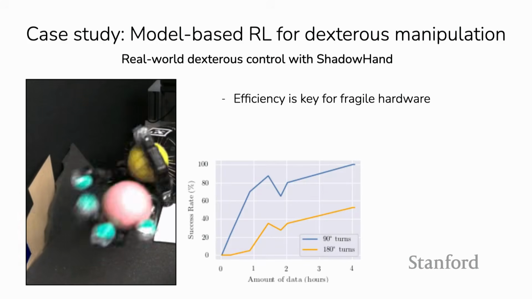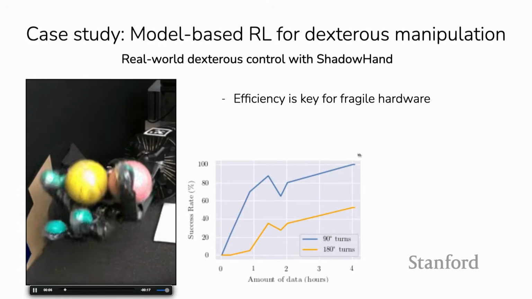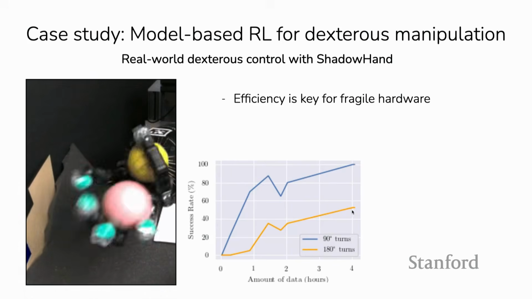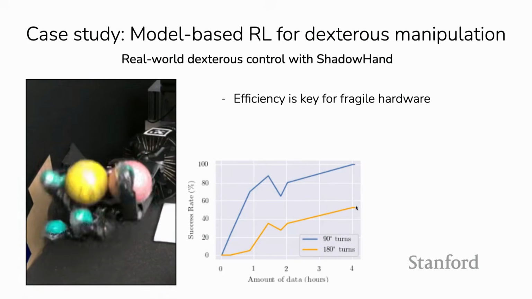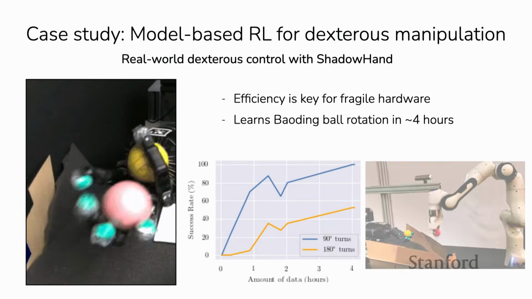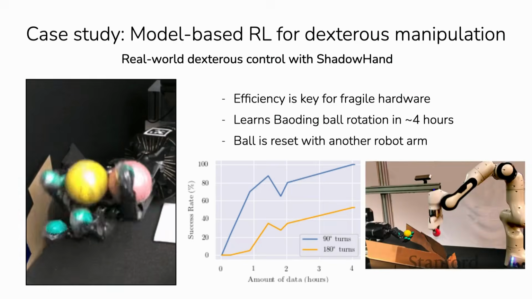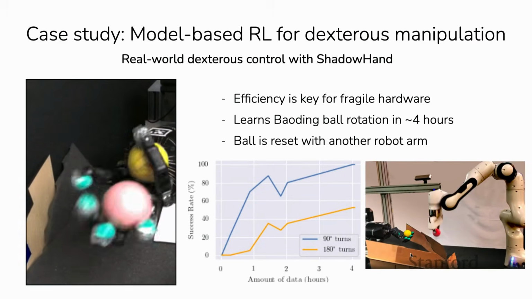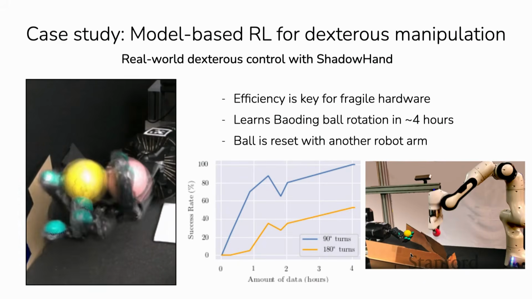The success rate for 90-degree turns is actually around 100% after just 4 hours of data. For 180-degree turns, which is a bit harder, the success rate is a bit lower, but you're still able to get significant performance with 4 hours of data. They also reset the system when it dropped a ball using another robot, like in this setup.